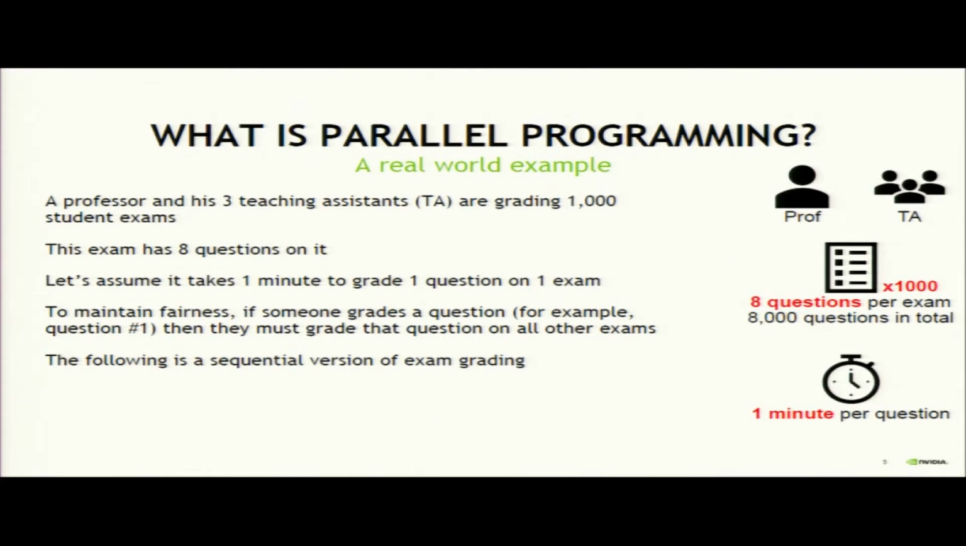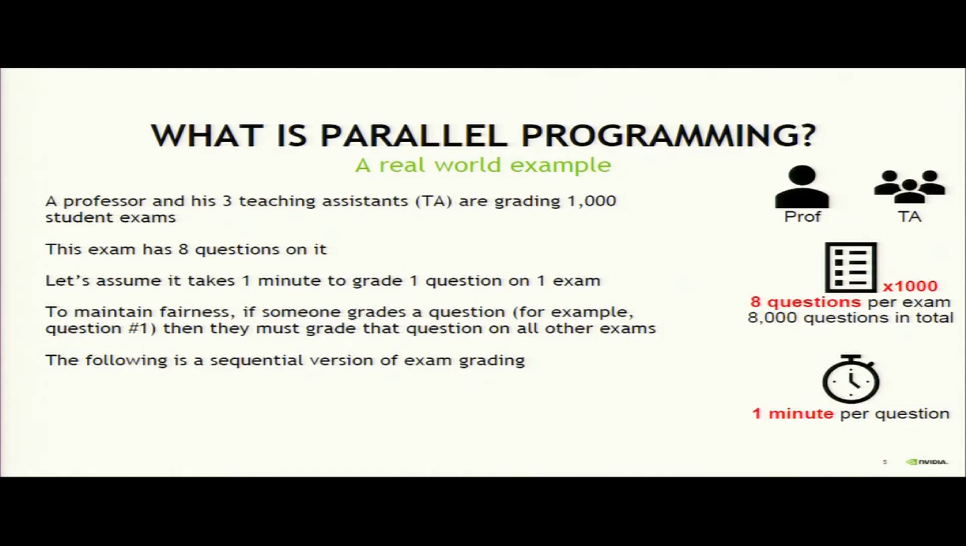There is a professor and he has 3 teaching assistants, and you need to grade 1000 students, right? Let's assume there are 8 questions in every question paper, and it takes 1 minute to grade every question. So the total amount of time it will take is around 8000 minutes. To maintain fairness, if someone grades a question, they must grade that question on all the other exams as well, right?